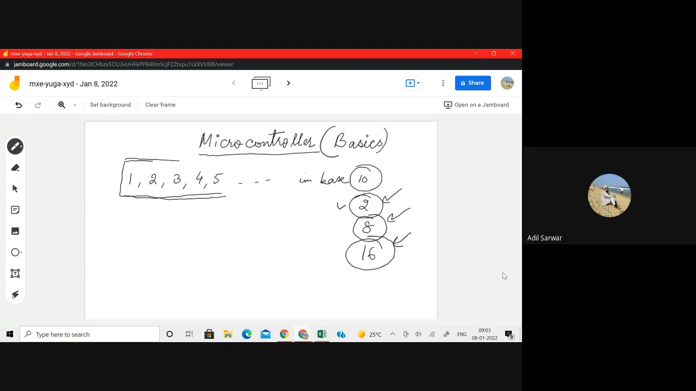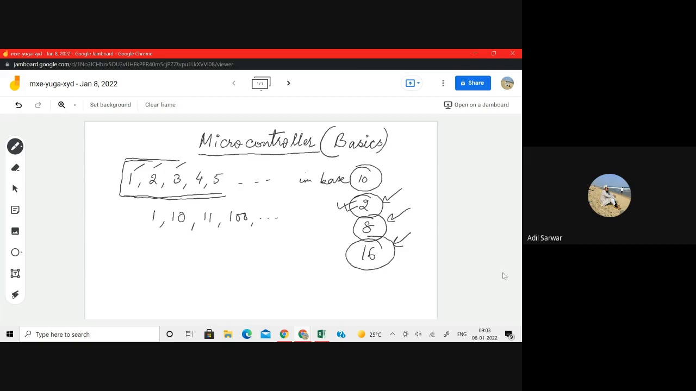Say, for example, I'm using base 2 and I'm interested in representing these numbers. So 1 can be represented as 1 and 2 can be represented as 1 0. Similarly, 3 can be represented as 1 1, and 4 can be represented as 1 0 0, and so on.